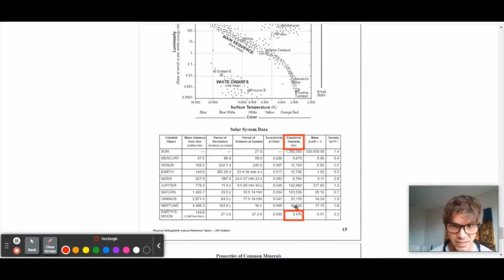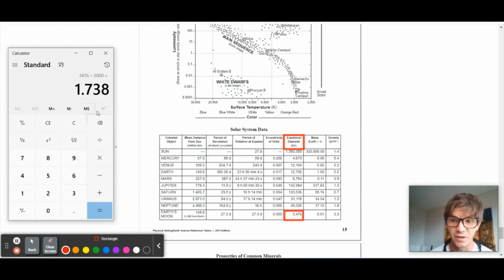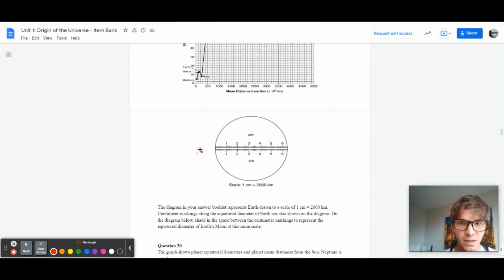So what I'm going to do is take this value here, which is 3,476, and divide it by 2,000 to figure out how many centimeters I should be shading, and we get 1.7. So when we draw this, we can even start it right over here. So this is 1.9, 1.8, 1.7. I could just draw my circle right here. There's no need to draw it in the middle and count outwards.